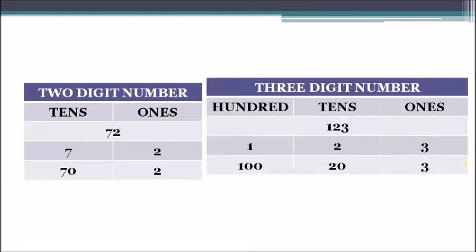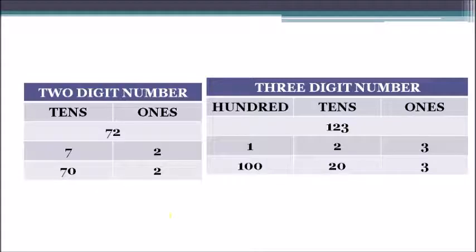Let's know the positions of a 3-digit number also. In case of a 3-digit number, there are 3 positions. First one is hundreds, then tens, then ones. If you take an example on this screen, there is a number that is 123. 1 is placed in the position of hundreds, 2 is placed in the position of tens, and 3 is placed in the position of ones. So how many hundreds are there? 1 hundred is there in this number. And how many tens are there? 2 tens are there in this number. And how many ones are there? 3 ones are there in this number.